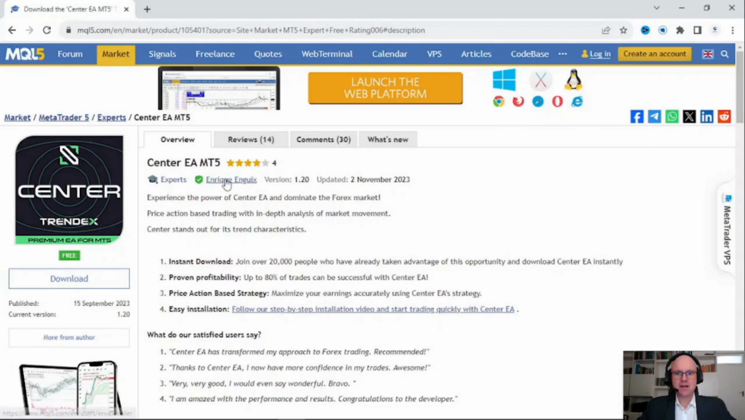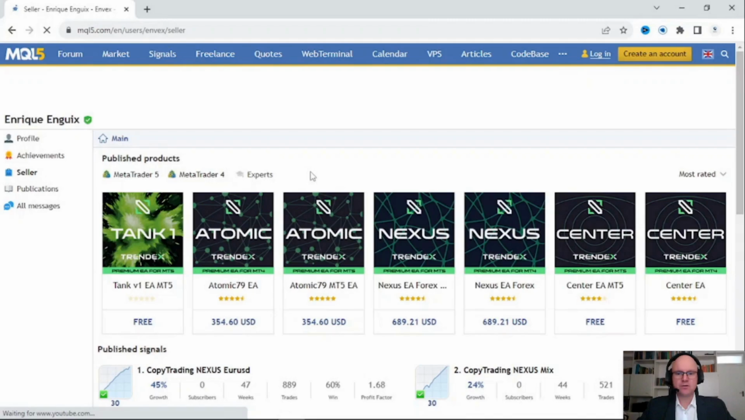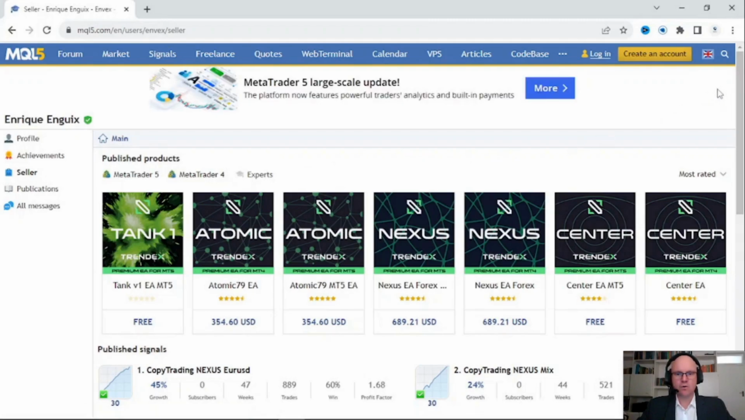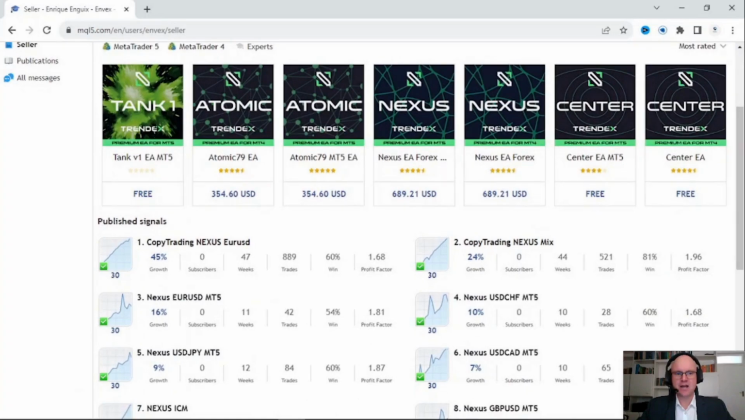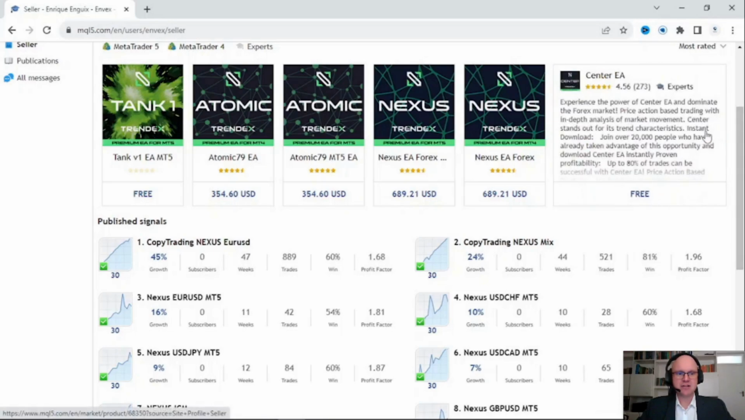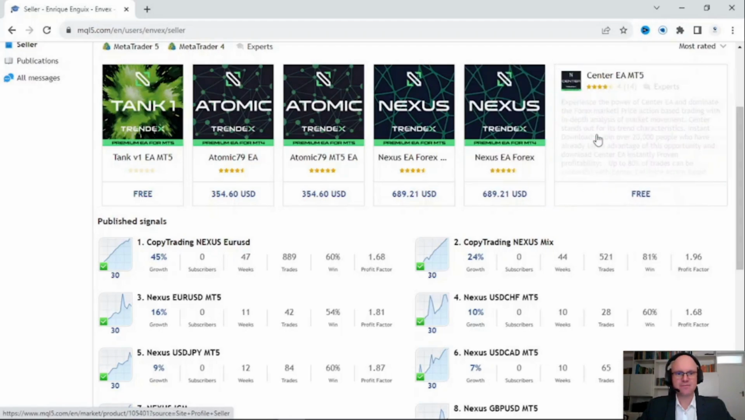There has already been over 20,000 downloads, and if we take a closer look at the author, you'll see that he has multiple profitable signals running for different bots that he offers. Additionally, from this, you'll see that the CenTEA MT4 version already has a high reputation and a lot of positive reviews with 4.56 out of 273.